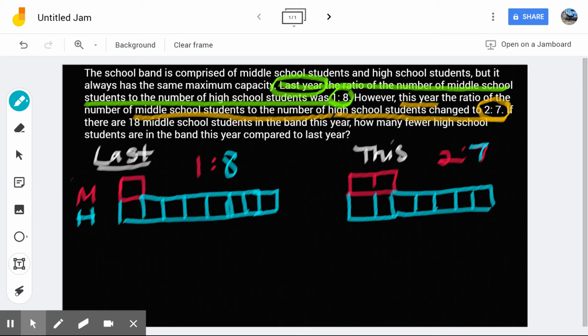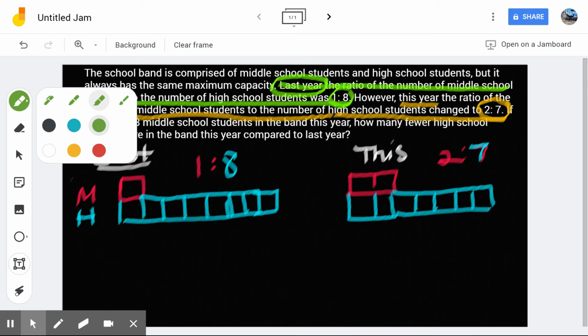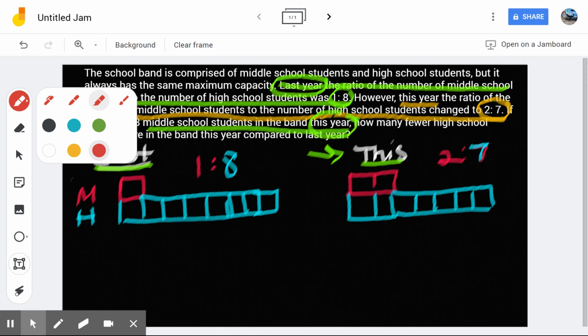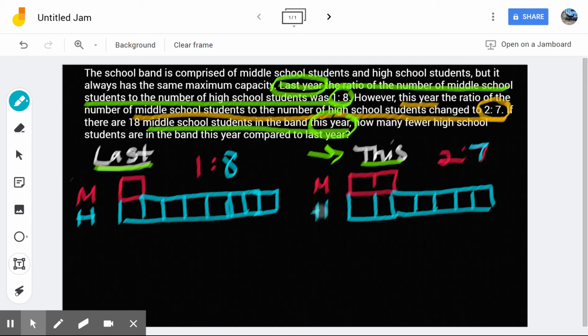Okay, so if 18 middle school students are in the band this year, so this tells me to focus on this year, which is right on this side of it. How many fewer high school students are there in the band this year compared to last year? Well, let's figure out how many students are in the band this year. They give us some information. The problem gives us some valuable information, right?